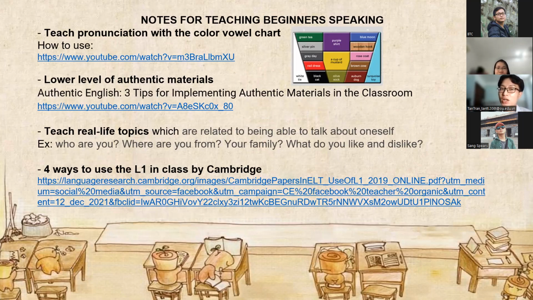For example, you can use the color vowel chart to teach pronunciation. This color vowel chart is quite popular, and here is the link for you. I will send these things to our participants by email. Using authentic materials is quite paramount, as we have just said, and with lower levels we should use more appropriate materials. Cambridge also talks about using L1, because when we teach beginners, we cannot avoid using L1 in class. They suggest four ways for us to use L1.